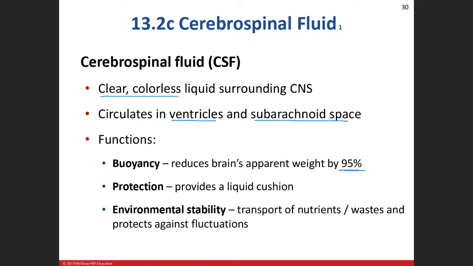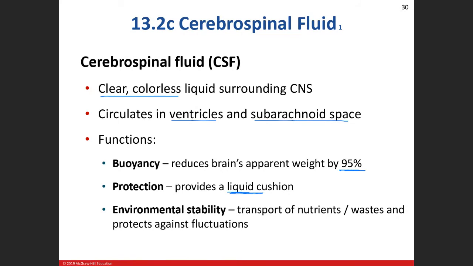All right, protection, yes. It's in a liquid environment. It sloshes around in a liquid environment. So if you jostle your head around, that liquid sloshes around. I mean, it's anchored in there too for other reasons, but again, it's another layer of protection from damaging your brain. It acts as a cushion.